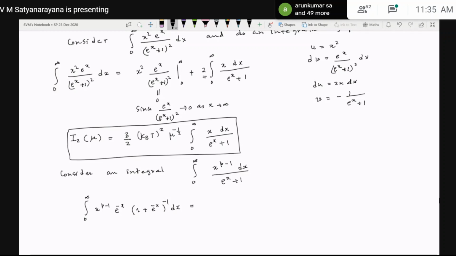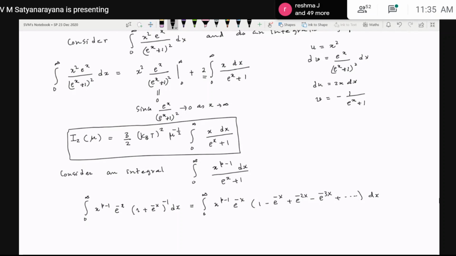So that will be equal to the integral from 0 to infinity of x to the p minus 1 e to the minus x into (1 minus e to the minus x plus e to the minus 2x minus e to the minus 3x plus and so on) dx.